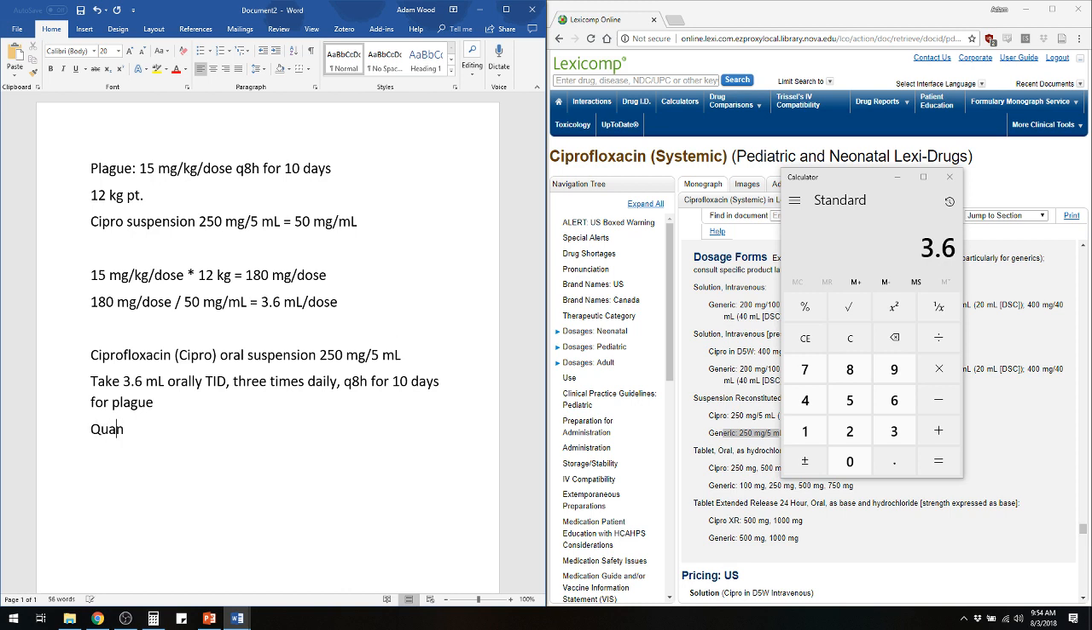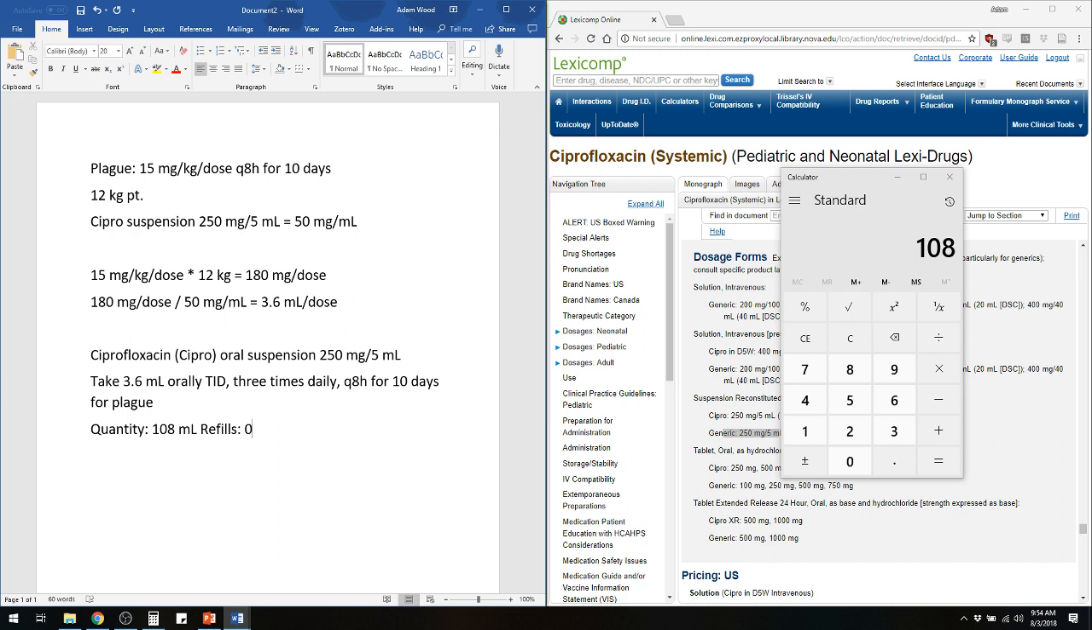Okay, so then for quantity, be what? So I take my dose 3.6 times 3 administrations per day times 10, so 108 mLs. So I could say, if I wrote 110, it's not going to be wrong, but just for specificity's sake, we'll say let's do 108 mLs. Okay, and then my refills should be 0.